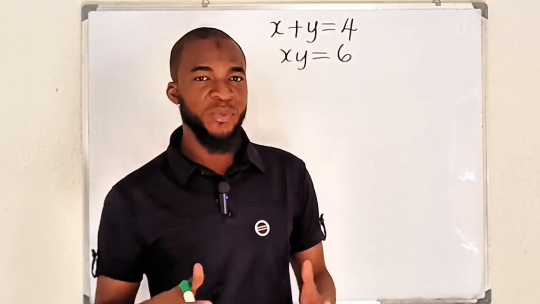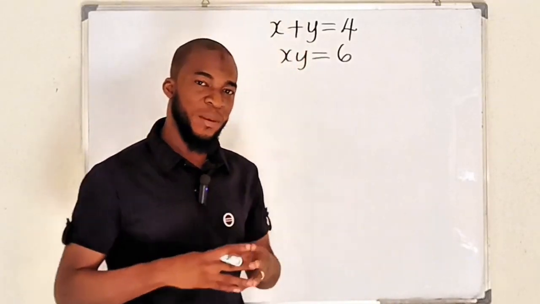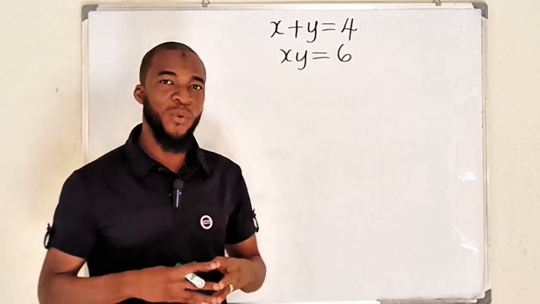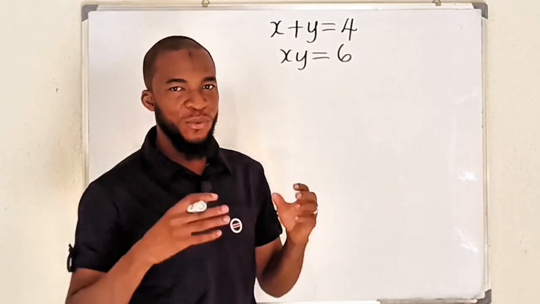Hello everyone. Let us provide a solution to this simple system of equations: x plus y equals 4 and x multiplied by y equals 6.